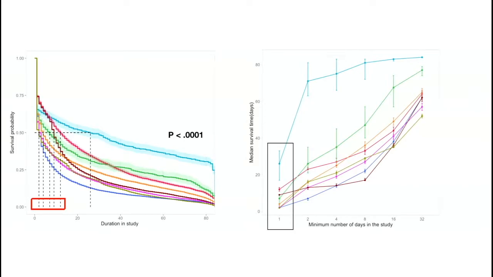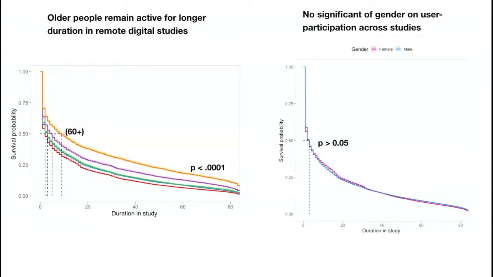I'm not saying that will take away the bias, but at least there is a way to see where you can sort of enrich the people who are more active in the studies. Older people are actually staying the longest in these studies. What does that mean, right? Young people are the most represented in a sample, but they leave the study far earlier. We do not see any difference in gender.